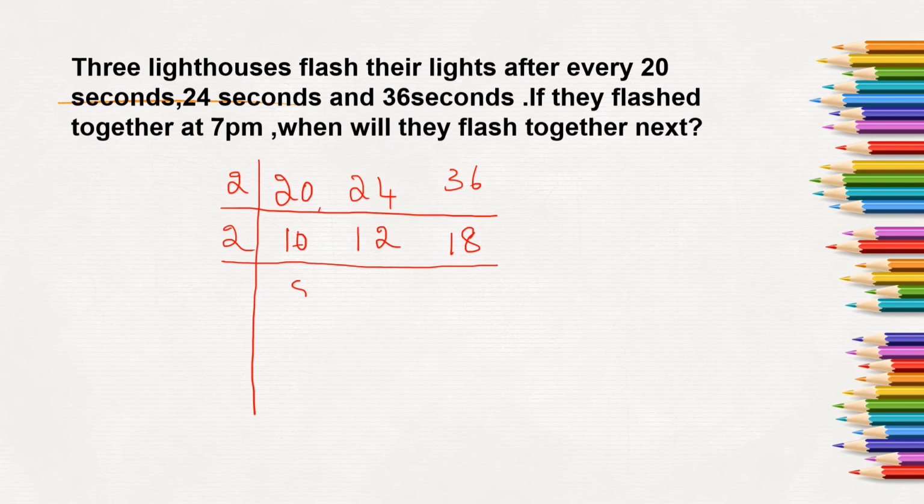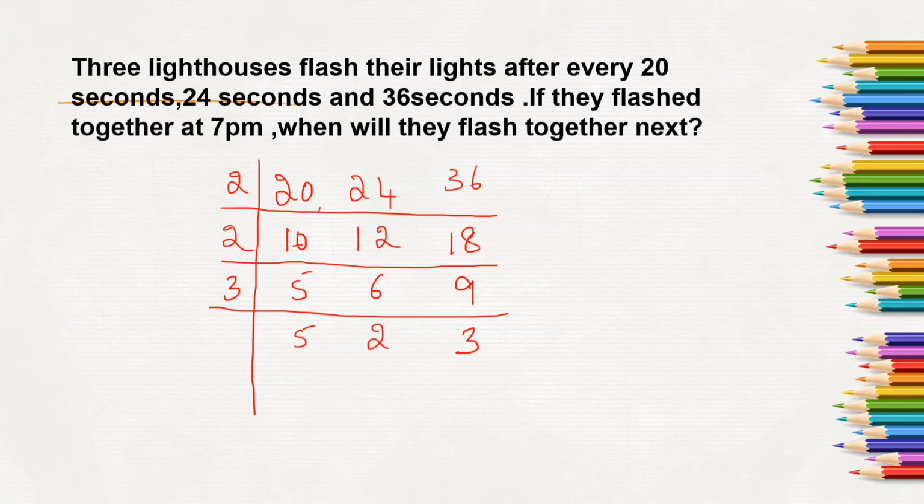2 5 times is 10, 2 6 times is 12 and 2 9 times is 18. Here 5 is a prime number, so it is not divisible by any other number, but 6 and 9 are divisible by 3. So 3, 5 as it is, 3 2 times is 6 and 3 3 times is 9. Now 5 and 3 are prime numbers, but 2 is divisible by 2 itself. So let us remain it as it is.